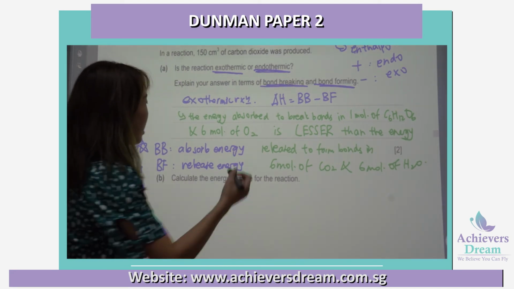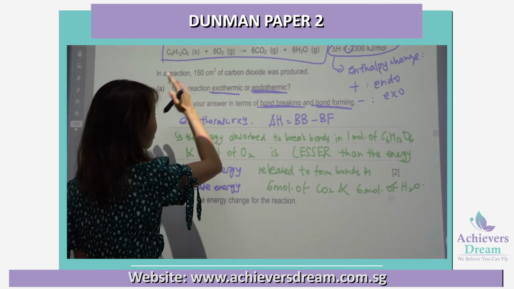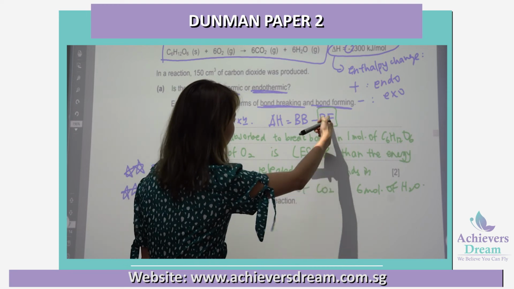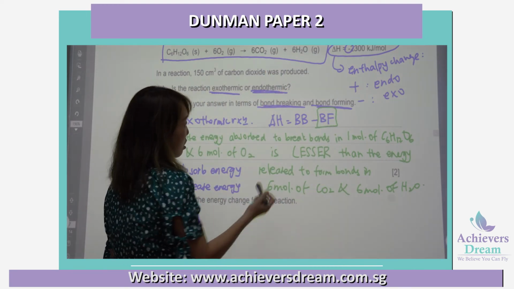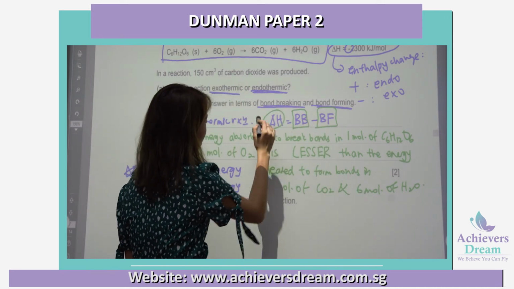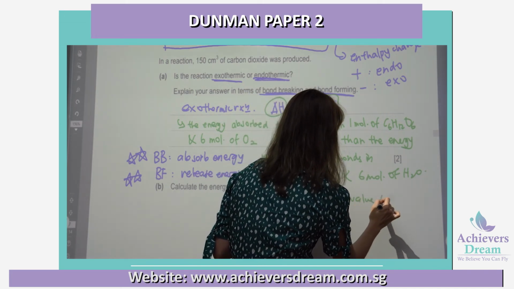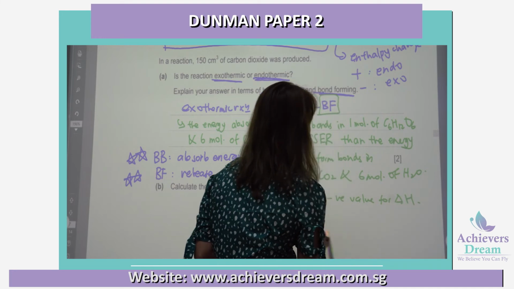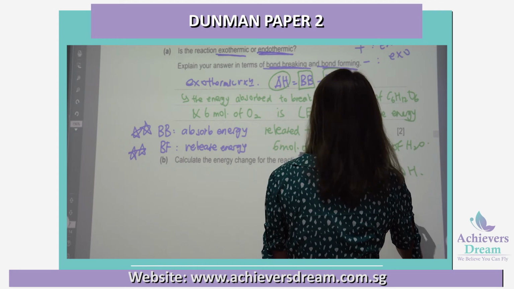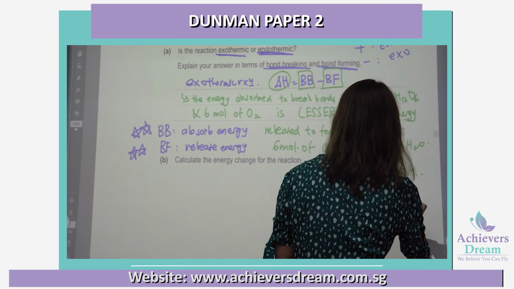Make sense? So the energy absorbed to break bonds in my reactants, my glucose and oxygen, is lesser than the energy released to form bonds in my products. So if BB is lesser than my BF, my delta H would be negative. It will give me a negative value for enthalpy change. That's why there's a net release of energy to the surroundings.